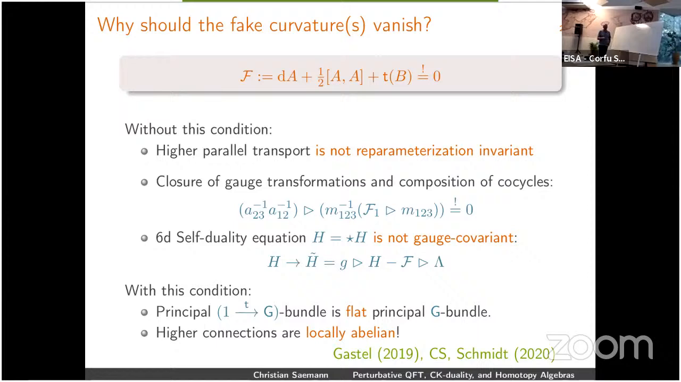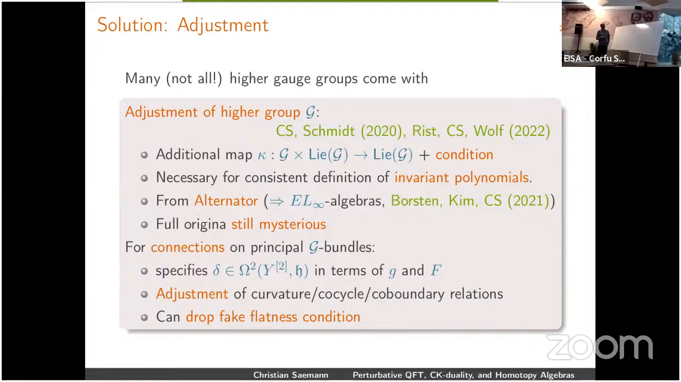But there's a way out of this whole problem, and a lot of these higher groups come with an additional structure, an additional map, which we called an adjustment that appears in the work. So we had this in the infinitesimal version here, the final version is there. And that is really an algebraic datum. If you're interested in this, it's responsible for defining consistently invariant polynomials for higher groups. There's some reason to believe that this comes from an alternator in an L-infinity algebra, but this doesn't really help. So the full origin is certainly still mysterious.